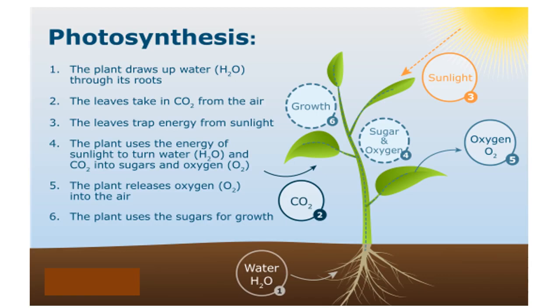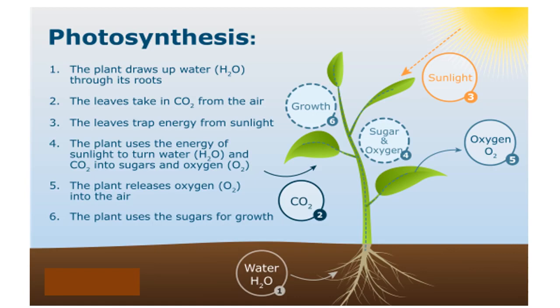After learning about the definition and equation of photosynthesis, let us now quickly look at the diagrammatic representation of the same. Starting with point number 1. The plant draws up water, which is represented as H2O, through its roots. In the diagram, we can see the circle labeled as number 1.